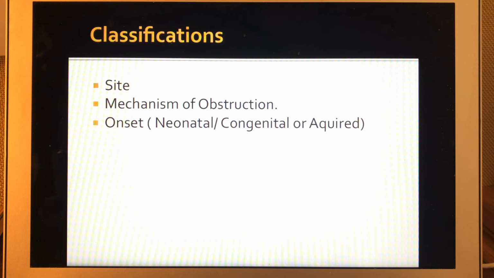The third classification of bowel obstruction is by the onset, whether this is neonatal bowel obstruction or congenital bowel obstruction, which usually presents in the first 2 to 3 days of life, or acquired bowel obstruction that happens later on.